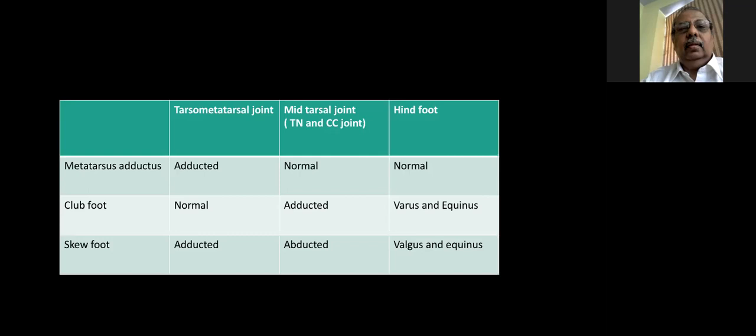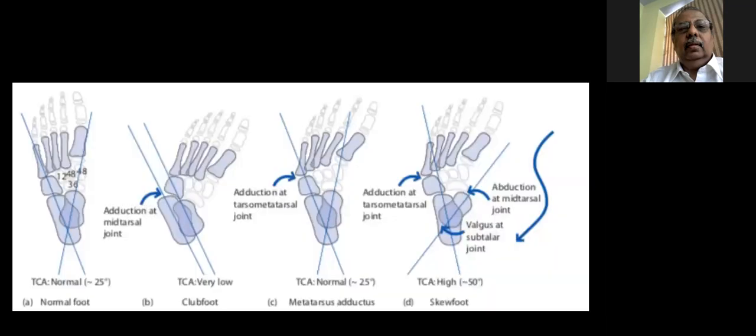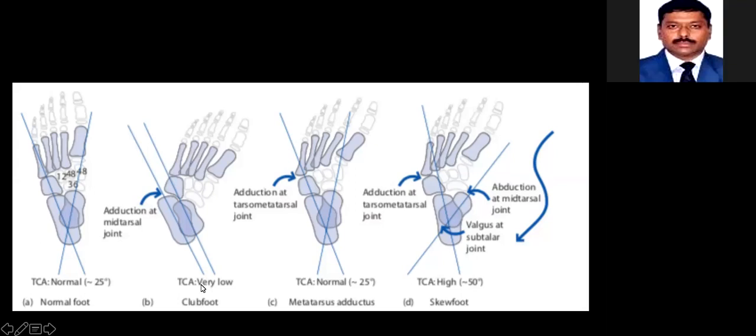So, this is the basic difference between the three deformities. Again, showing the same thing. Then this is the normal foot. Here is the clubfoot, where the deformity is in the mid-tarsal joint. Metatarsus adductus, the deformity is in the tarso-metatarsal joint, while in the skew foot, the heel is in valgus at the subtalar joint. There is abduction at the mid-tarsal joint and adduction at the tarso-metatarsal joint. Okay.